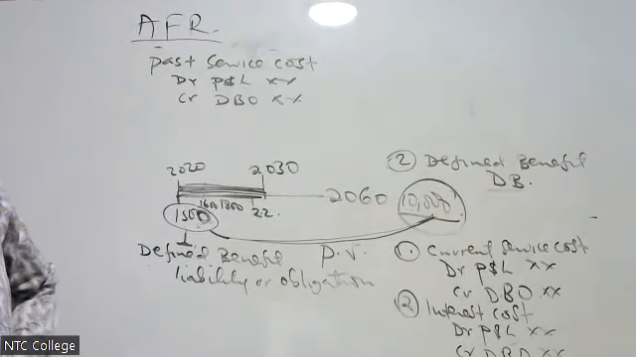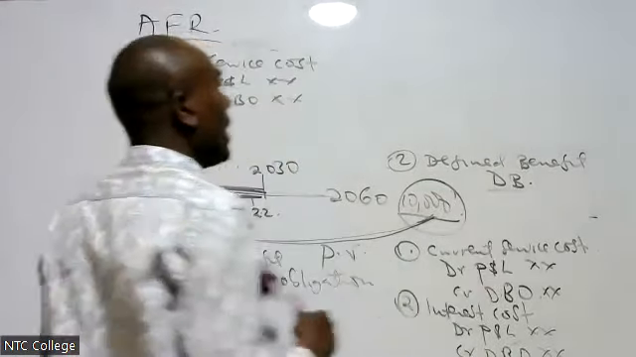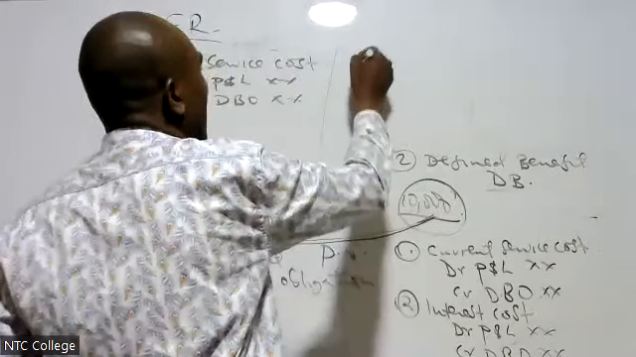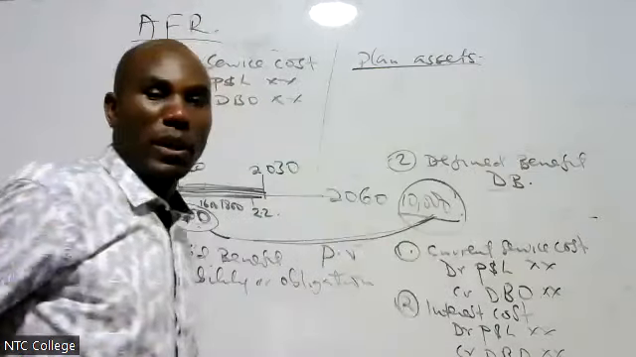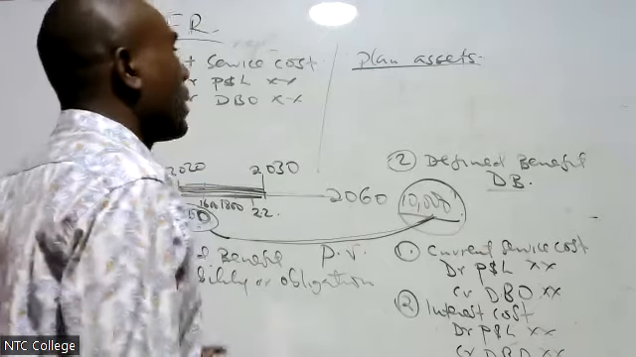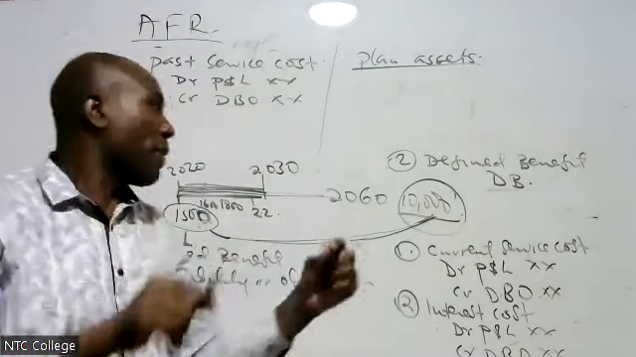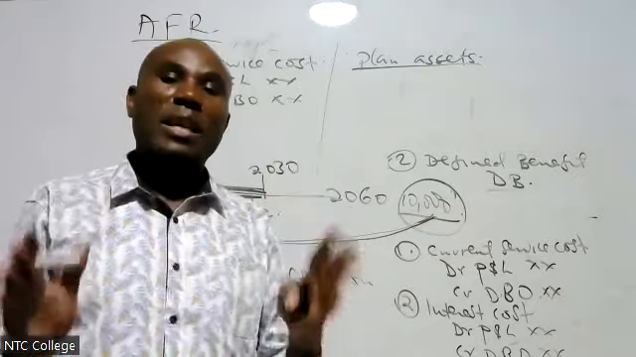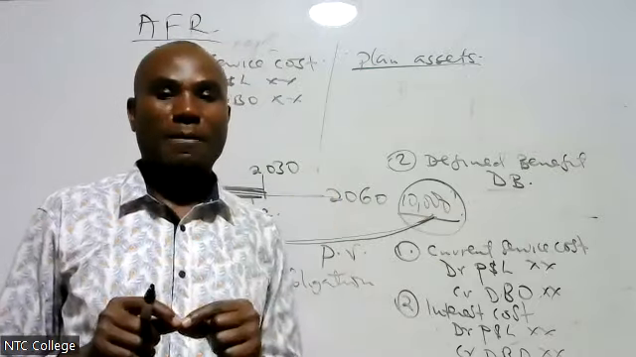Now listen. For the employer to pay this liability, the employer will require what we call plan assets. What are the plan assets? Plan assets are the contributions the employer is taking to the scheme. I already said the scheme. The contributions the employer is taking to the scheme is what is making up the scheme assets.